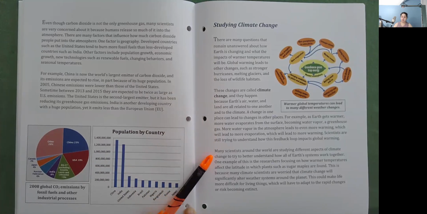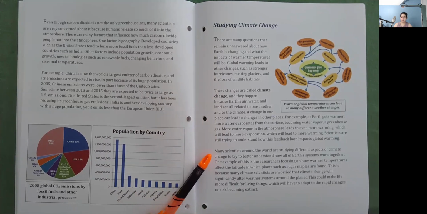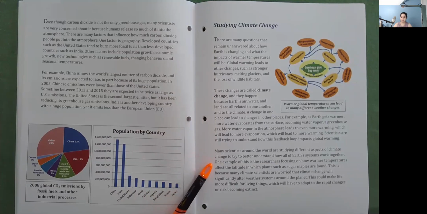Many scientists around the world are studying different aspects of climate change to try to better understand how all of Earth's systems work together. One example of this is the researchers focusing on how warmer temperatures affect the latitude in which plants, such as sugar maples, are found. This is because many climate scientists are worried that climate change will significantly alter weather systems around the planet. This can make life more difficult for living things, which will have to adapt to the rapid changes or risk becoming extinct.